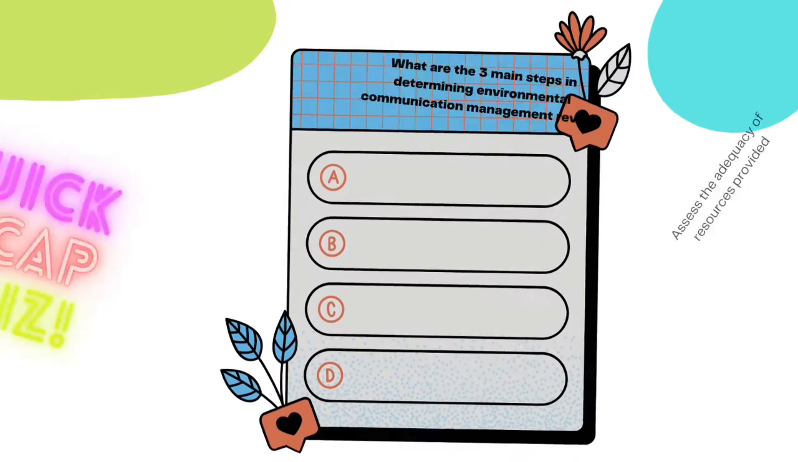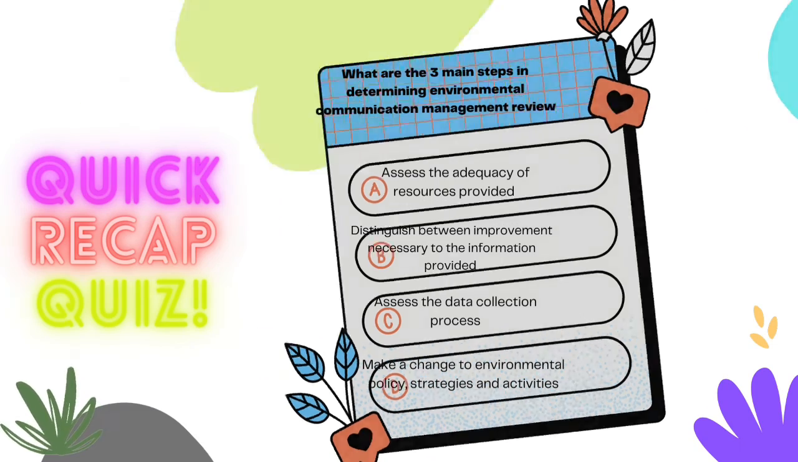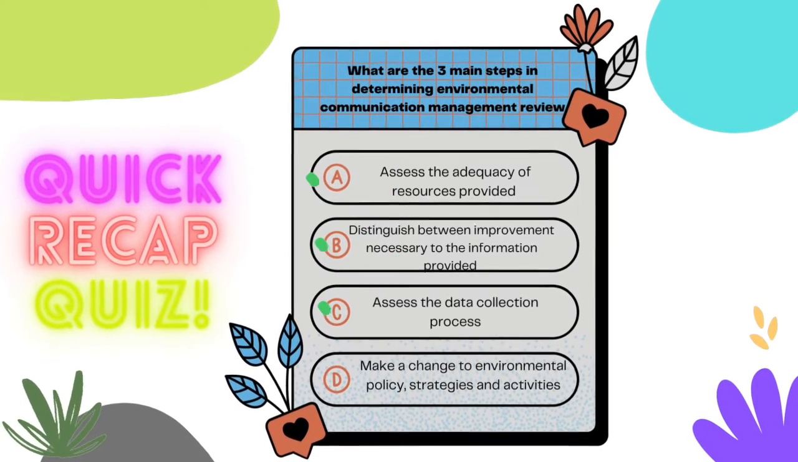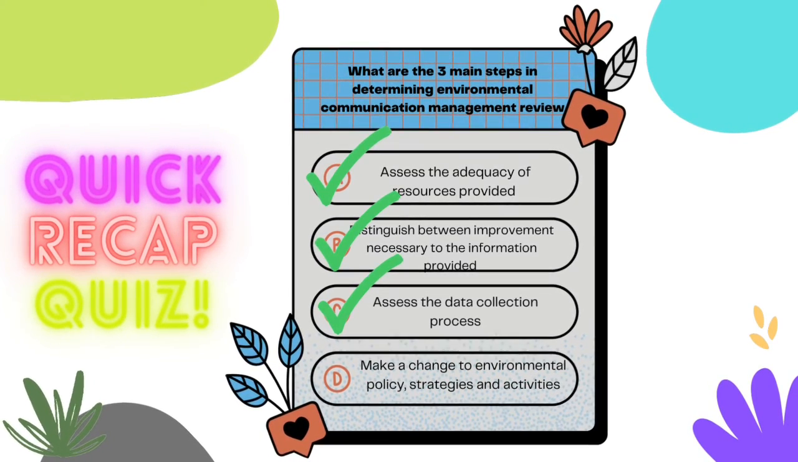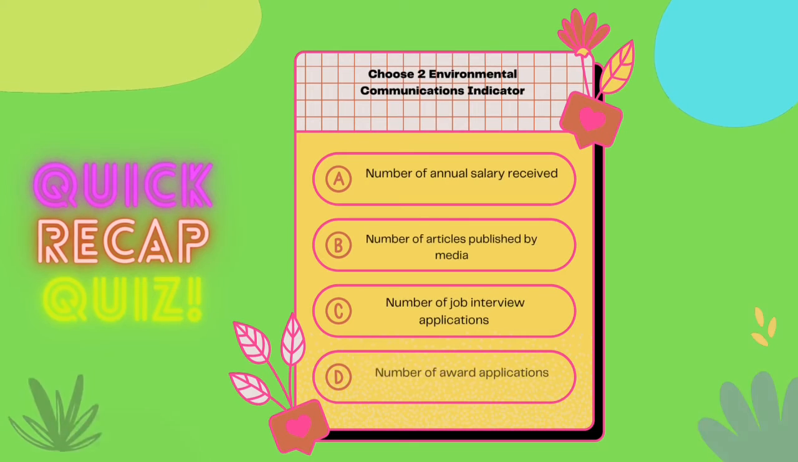What are the 3 main steps in determining environmental communication management review? A. Assess the adequacy of resources provided. B. Distinguish between improvement necessary to the information provided. C. Assess the data collection process. D. Make a change to environmental policy, strategies, and activities. Terrific! The answer to question 2 is assess the adequacy of resources provided, distinguish between improvements necessary to the information provided, and along with assess the data collection process.